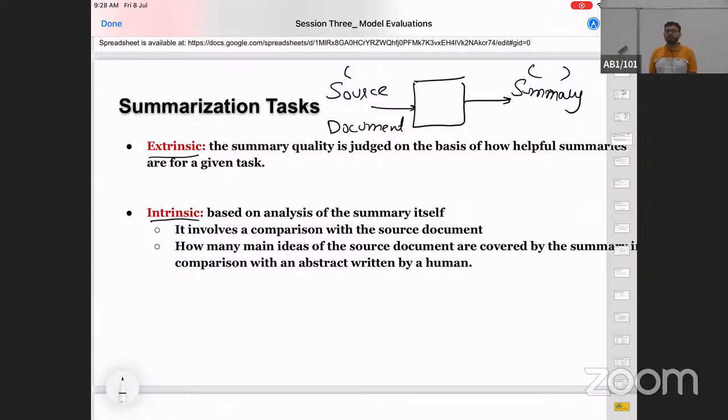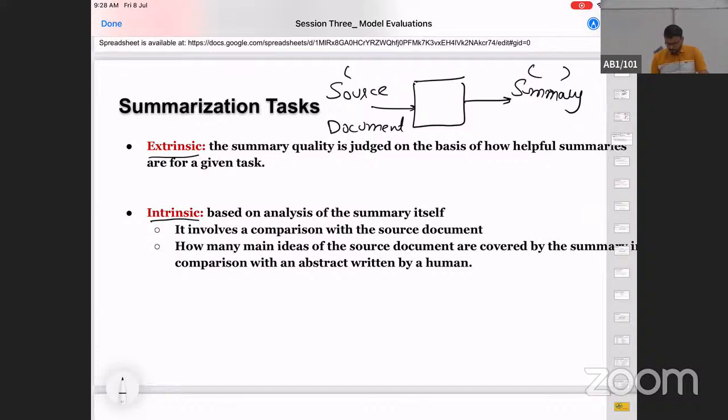So you don't have a direct way to measure the quality of your summaries, but there is a third task whose performance indirectly measures the performance of this summarization task. Again, this is not very popular. What is more popular are these intrinsic measures.